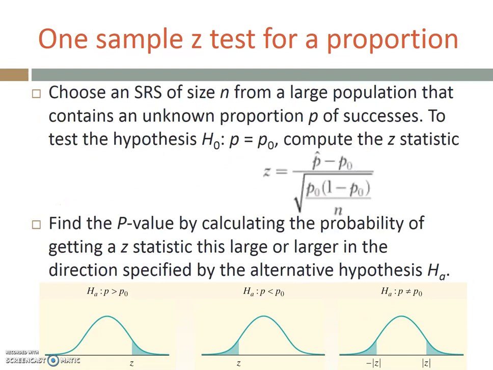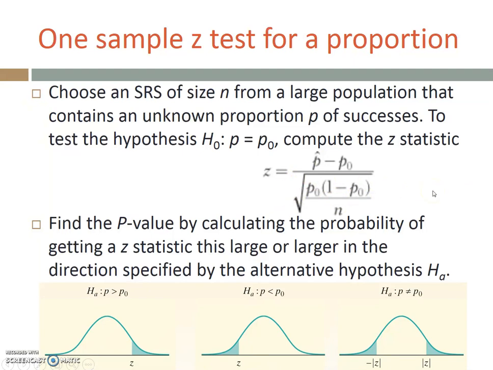So, in order to perform a one-sample z-test for a proportion, we need to choose a simple random sample of size n from a large population that contains an unknown proportion p of successes. In order to test the null hypothesis that the population proportion is equal to some proportion, we need to compute what's called a z-statistic. That's given by this formula right here. Okay, should look kind of familiar. It's similar to things we've seen in the past.